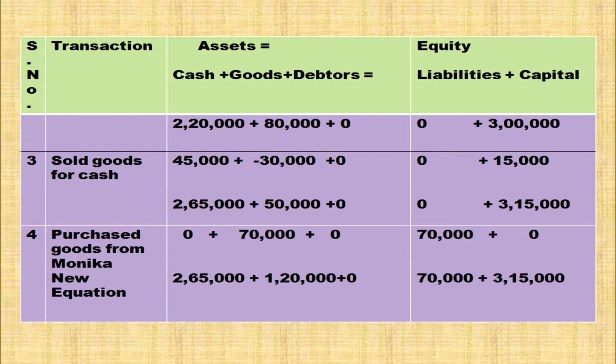Next transaction, purchase goods from Monica. Goods are coming inside the business, so goods worth rupees 70,000. So in the goods column, I have added 70,000, and it is purchased on credit, so creditors increase, liability increases. So in the liabilities column, I have added 70,000. So in the new accounting equation, cash worth rupees 2,65,000 plus goods 1,20,000 equals liability 70,000 plus capital 3,15,000. On both sides the total came to 3,85,000. So the accounting equation is satisfied.